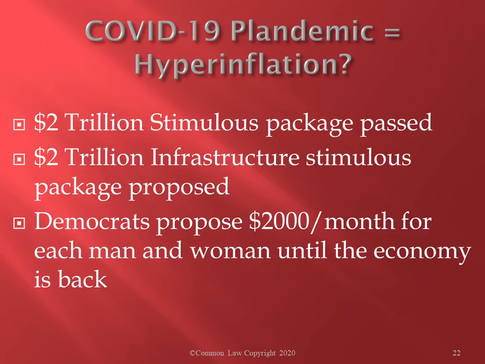One of the things that they've already done is there's a $2 trillion stimulus package passed. And they're talking about a $2 trillion infrastructure stimulus package. And the communists, well, I meant the Democrats, no, the communists proposed $2,000 a month for each man and woman until the economy is back. Well, that ain't going to happen. They killed the economy. I'm telling you, it's dead. It's never going to be the same again. It might come back a little bit, but it's going to take many years, and it's never going to be the same.